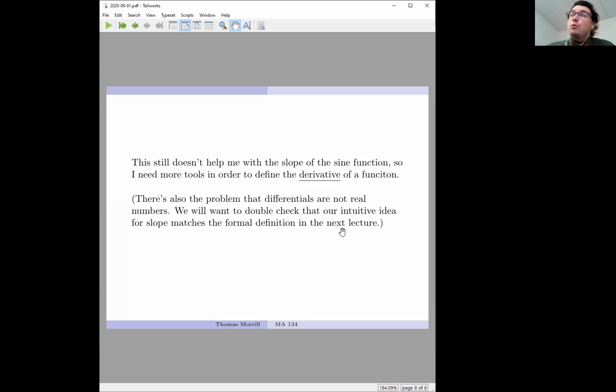So I can't do this kind of differential analysis with the sine function, at least not yet. In order to have a more robust theory of calculus, we are going to need to follow the book and incorporate everything that we've learned about limits and continuous functions into this idea of slopes. But I think for right now, this is a good place to stop.